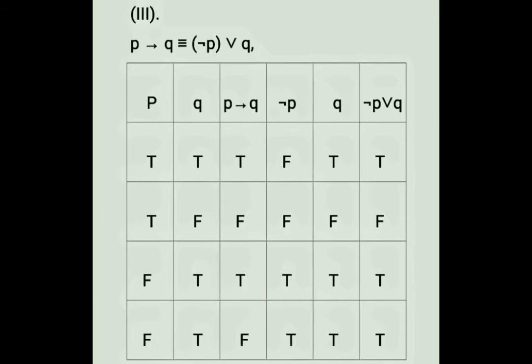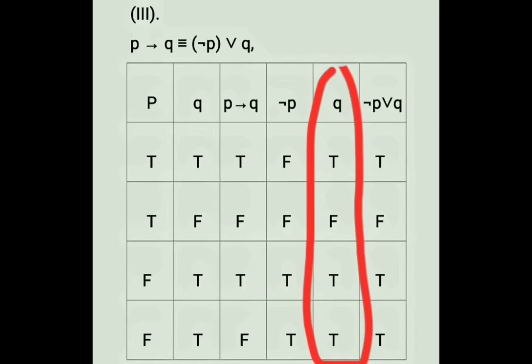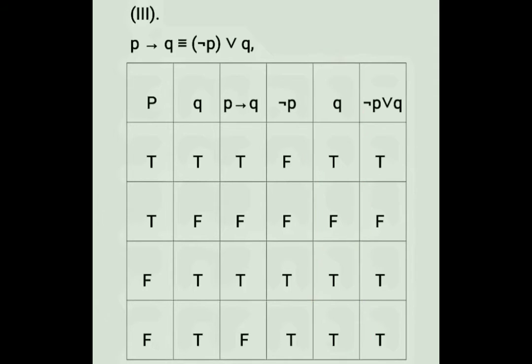In the fourth column, let the value of not P be false, false, true, true. Then in the fifth column, let the value of Q be true, false, true, false. In the sixth column, we have to get the value of not P or Q.